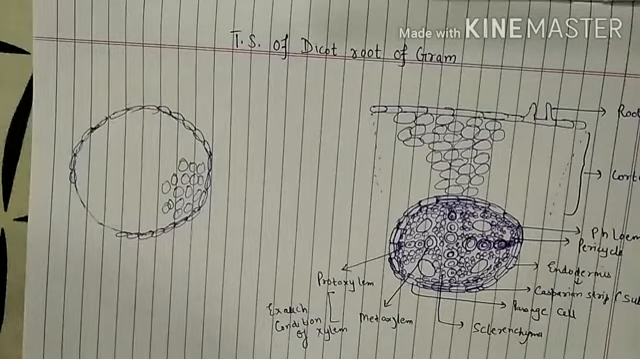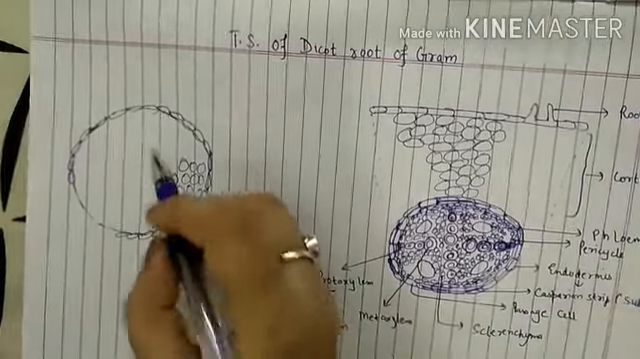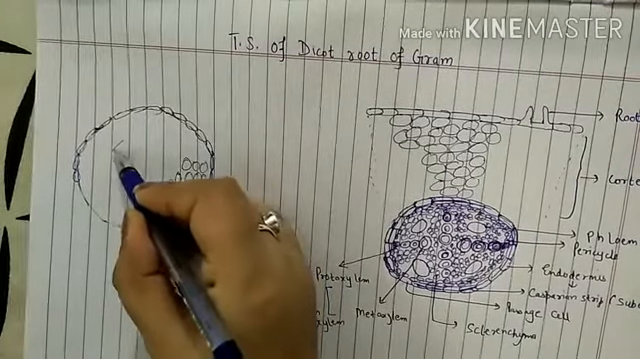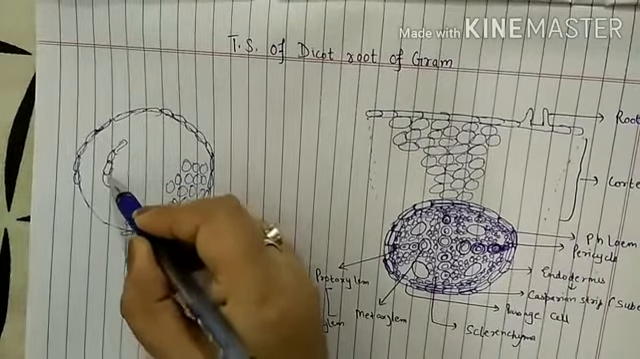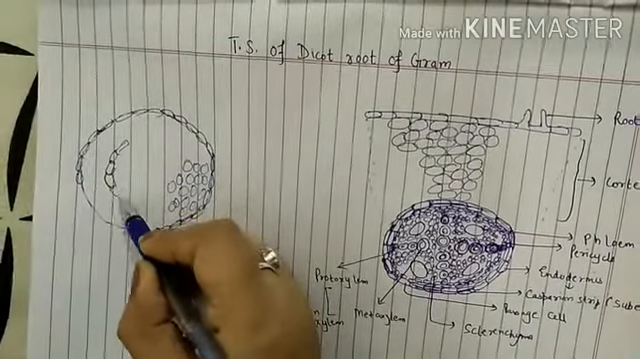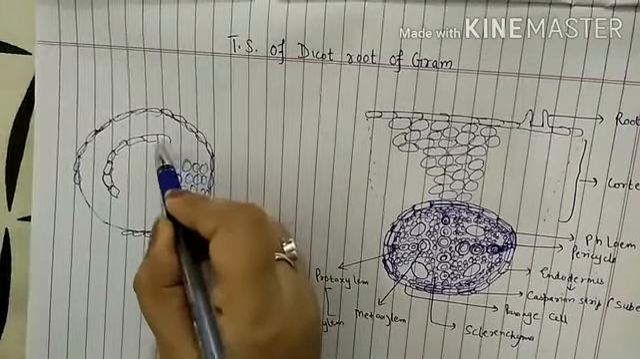Then next one is endodermis. Endodermis consists of barrel-shaped cells without any intercellular spaces. So next is the barrel-shaped cells without any intercellular spaces, which make up endodermis.